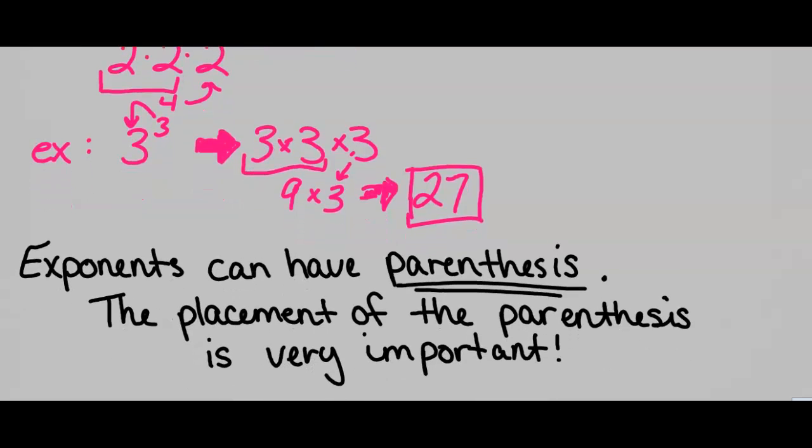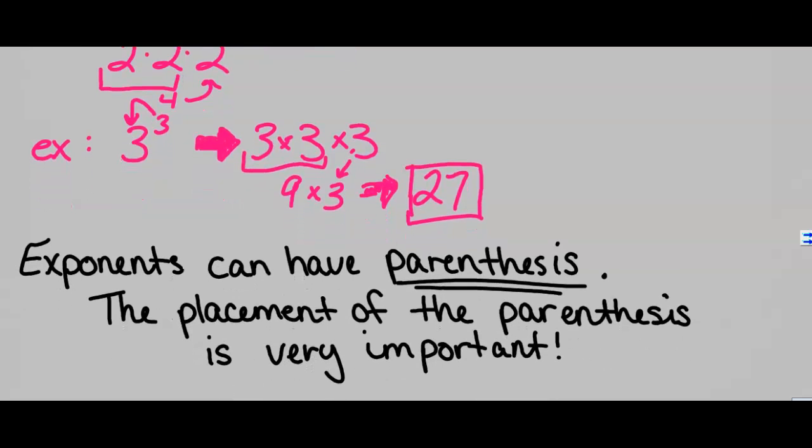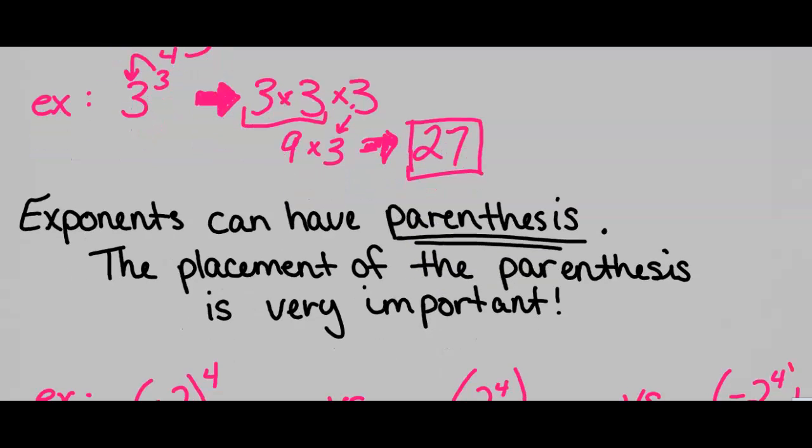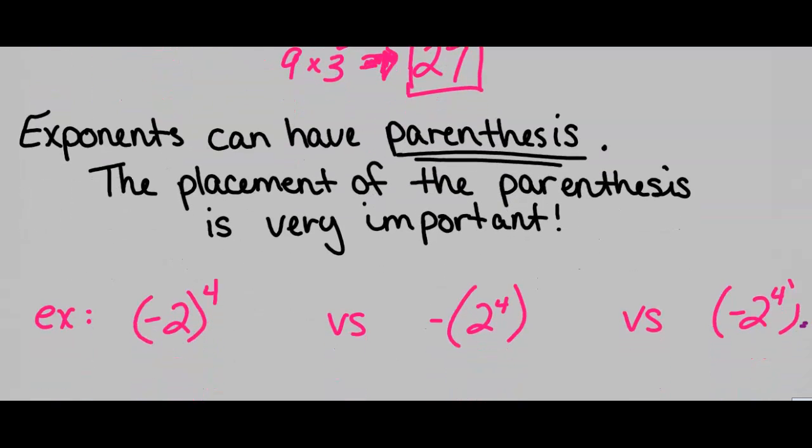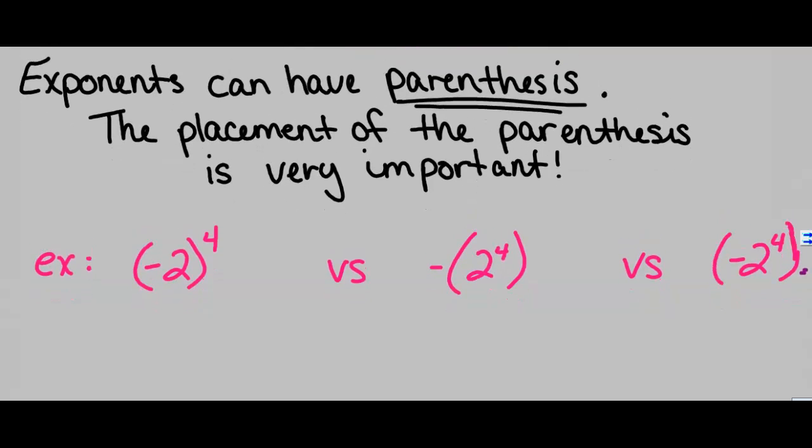However, exponents can also have parentheses, and we need to be very careful of where those parentheses are. The placement is very important. So here we have 3 different expressions using those parentheses with exponents, and as you can see, there is a slight difference in each of these, and we'll find out that makes a big difference when it comes time to evaluate them. So let's start off with the first one.